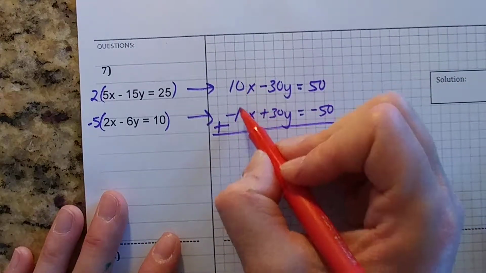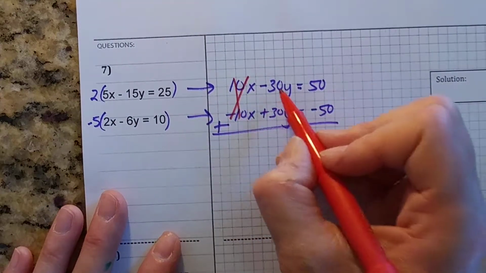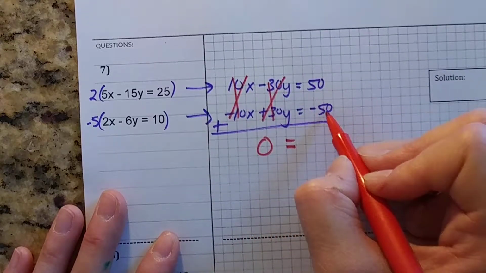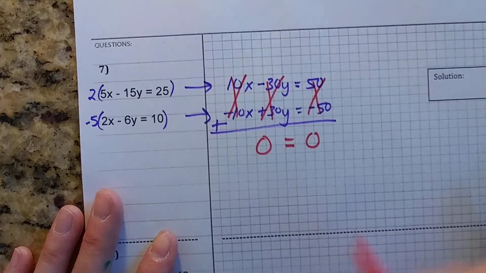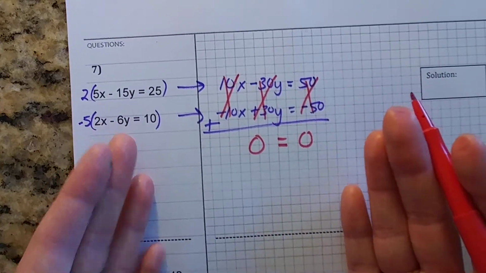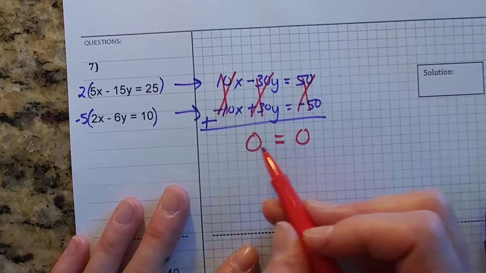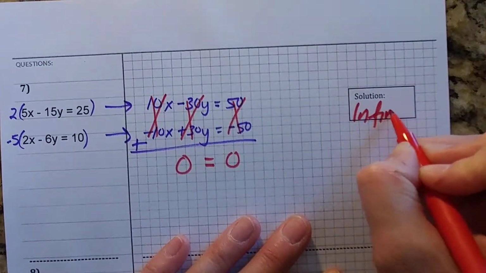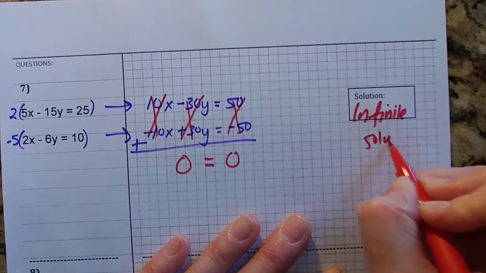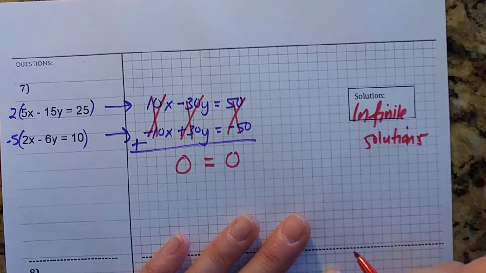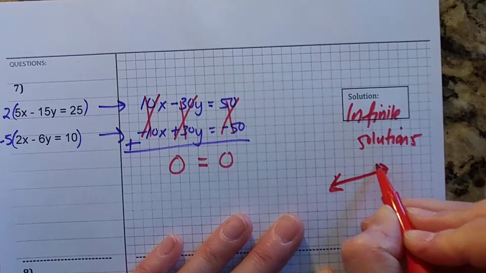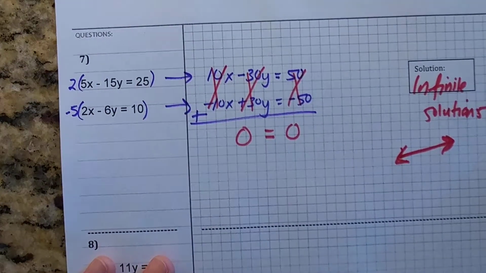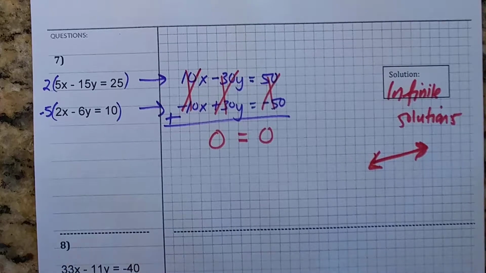Looks like the x's are going to make 0. They cancel. Ooh, the y's make 0. They cancel. Value of 0. 50 and a -50. They cancel. Value of 0. The variable canceled out, and I am left with an identity, a true statement. 0 equals 0. Remember, that means infinite solutions. Done. Same line, one line on top of the other, coinciding. If you rewrote those, both y equals mx plus b, they're going to be the same line, infinitely many solutions.